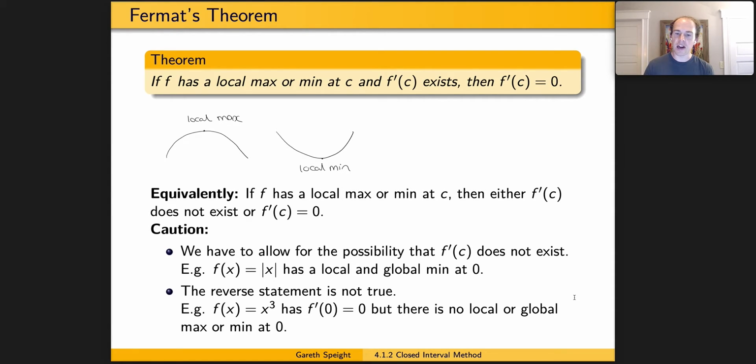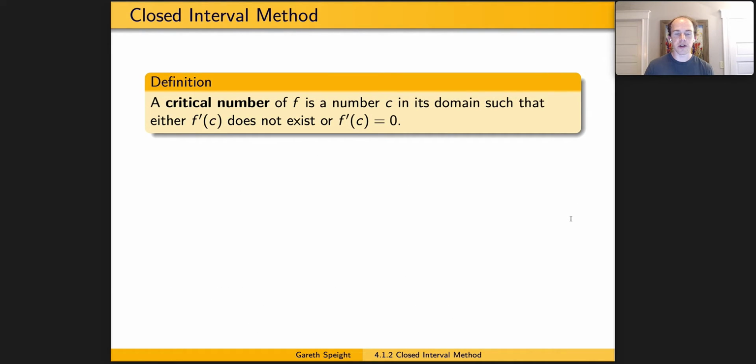So we're going to study a little bit later how to figure out, when the derivative equals 0, whether it's a local max or local min. But this time, we're going to focus on absolute max and absolute min. Okay, so what do we do?